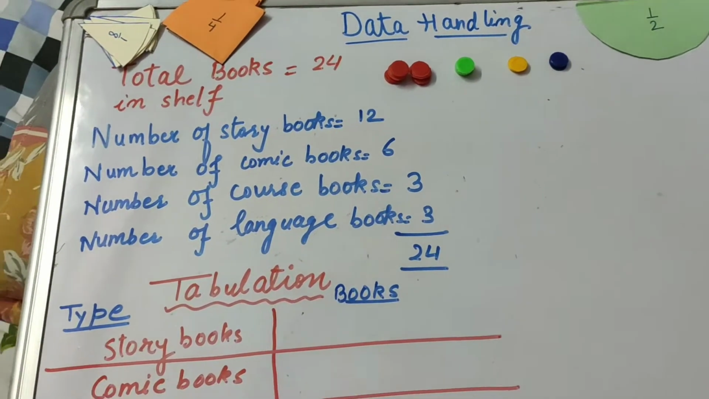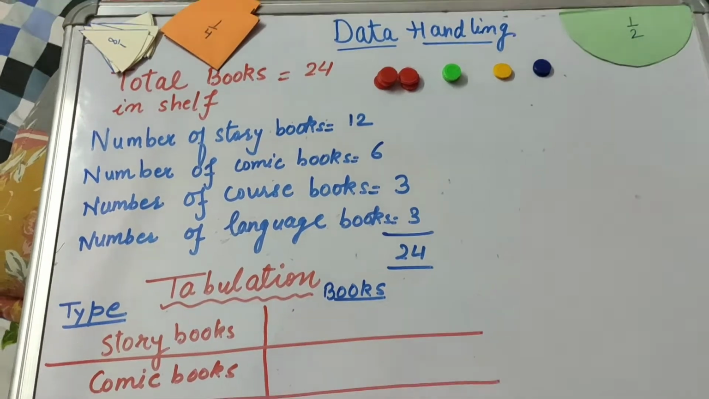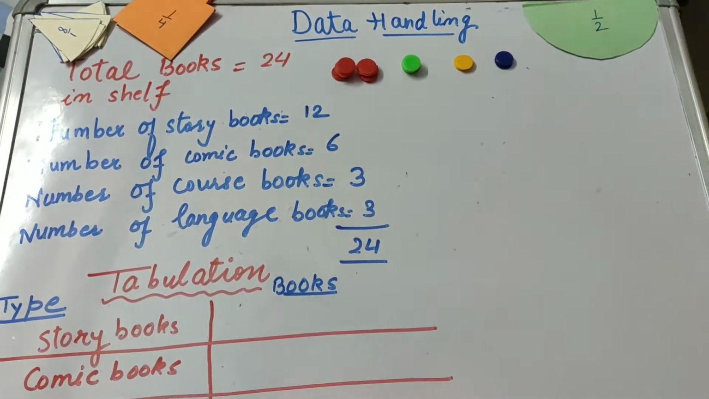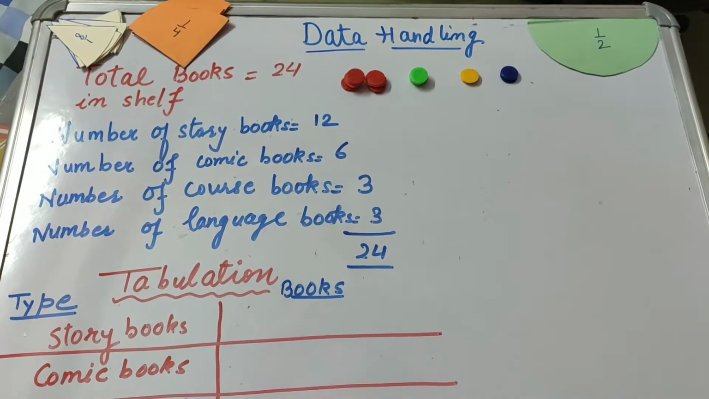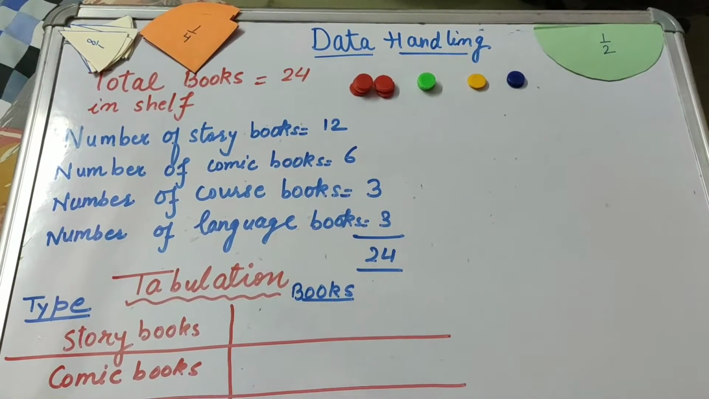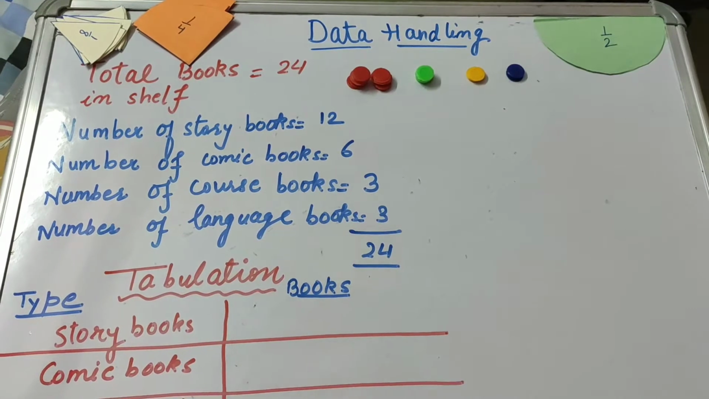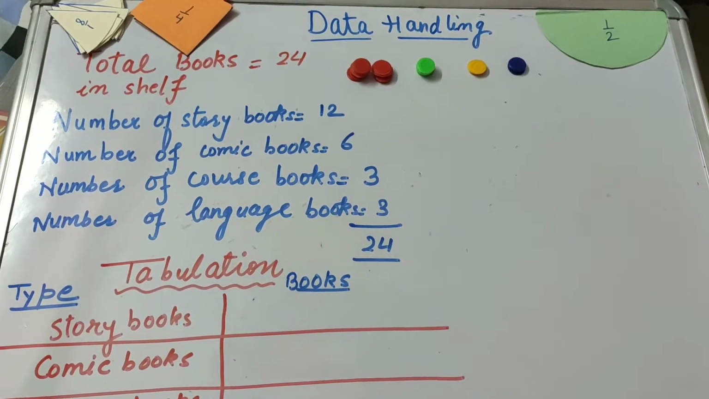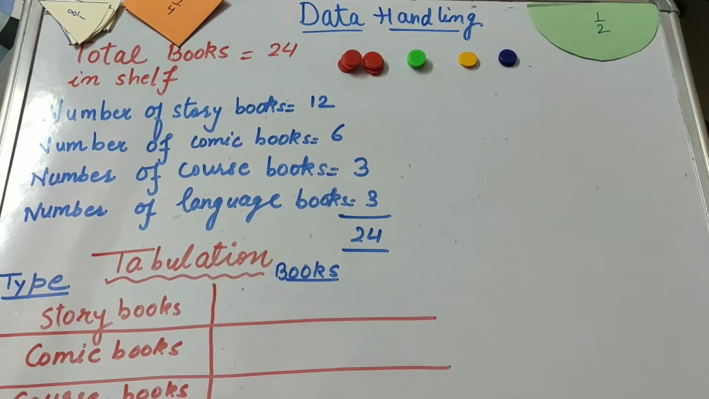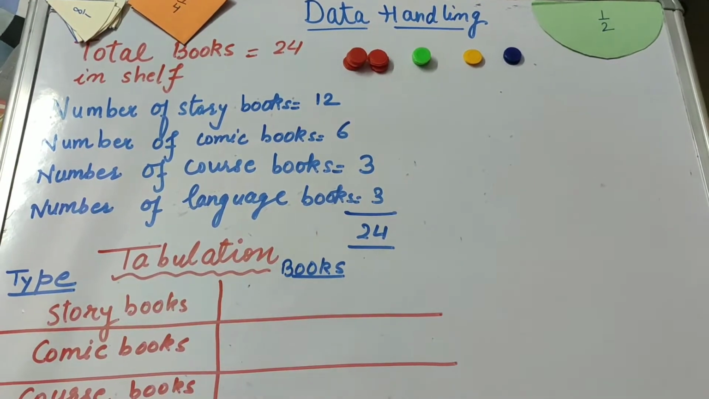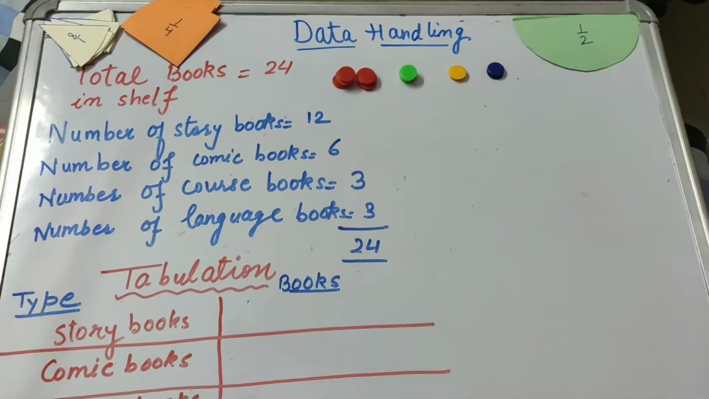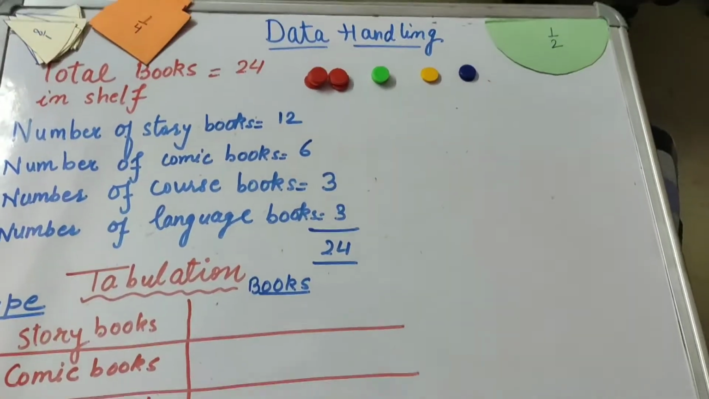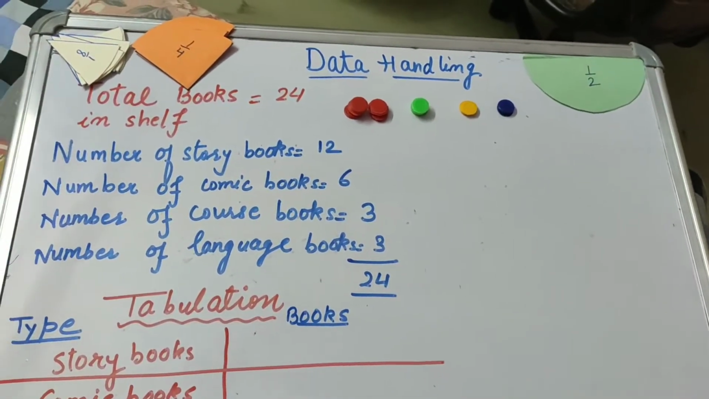Here I'm taking up one very small example to explain data handling in a much better way. So I have a shelf where there are 24 total books. Now I want to arrange them in such a manner that the maximum number of books can be visible and the minimum number of books can be visible, and it should be represented in my shelf in a systematic manner. So what I'll do is I'll first figure out how many books of each type I have.